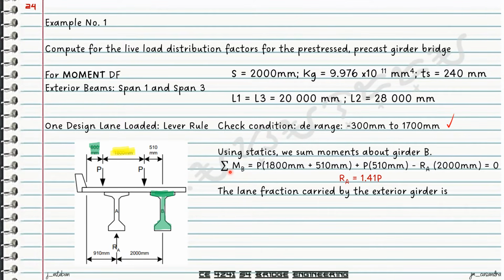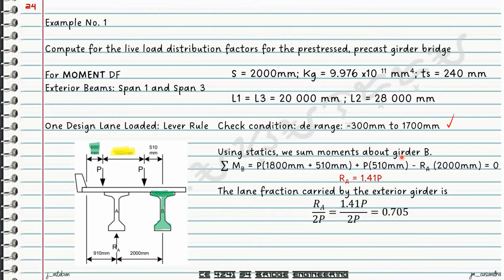We have to apply the lane fraction that is carried by our exterior girder. So basically, the exterior girder now will be carrying two values of P. In that case, reaction E is divided by the loads of P. So RE, we have solved already as 1.41 P. So divide it by 2P, we get now 0.705.